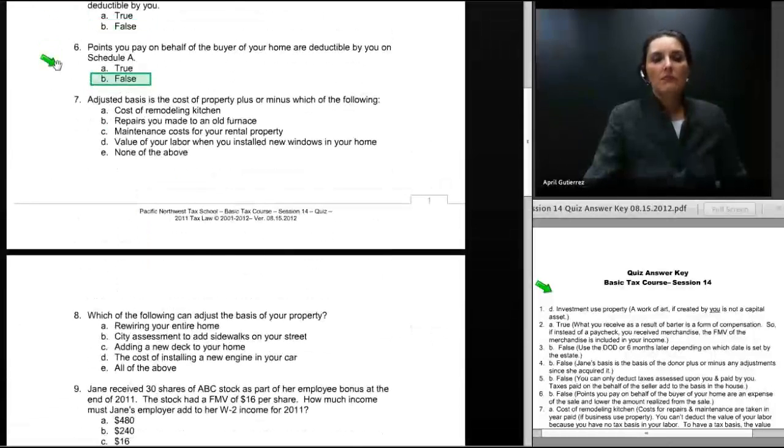Number 6, points you pay on behalf of the buyer of your home are deductible by you on Schedule A. That is false. That is also the opposite of the truth. Points that you pay on behalf of the buyer of your home would reduce your net profit from the sale of your home. They are not deductible by you. They are, however, deductible by the person who buys your home.